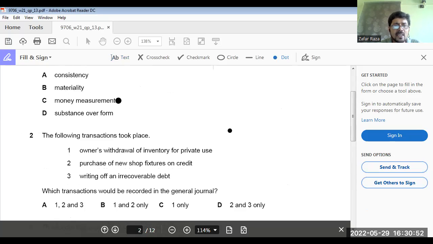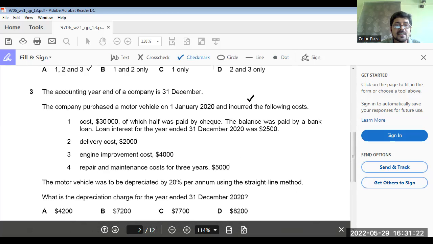Now, the following transactions took place: owner's withdrawal of inventory for private use, purchase of shop fixtures on credit, writing off an irrecoverable debt. Which transaction would be recorded in the general journal? Do you know all these 3 transactions will be recorded in the general journal? So the answer is A. Getting my point here? Question number 2, answer is A.